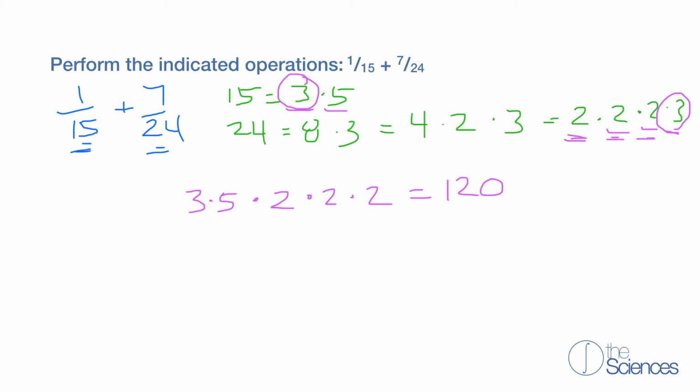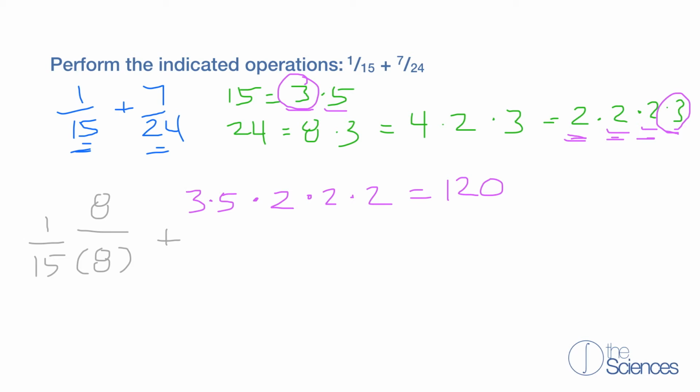So now what we have to do is find what goes into 120. 15 times what equals 120. So we have 1 over 15. We have to find what number when multiplied equals 120. So 15 times 8 equals 120. So we're going to multiply 8 by 15 in the denominator, and we're going to multiply 8 times 1 in our numerator.